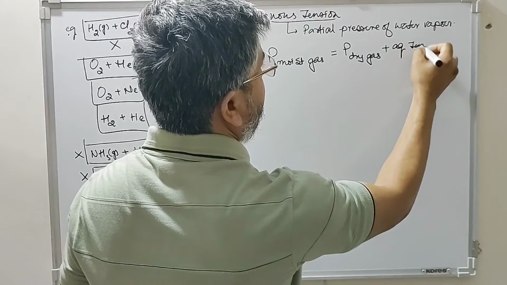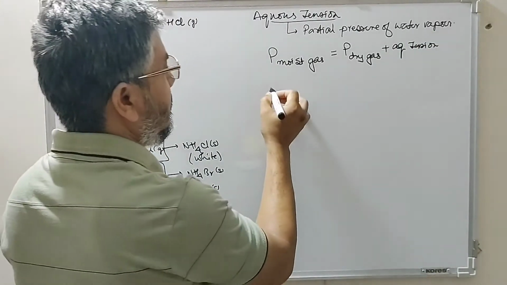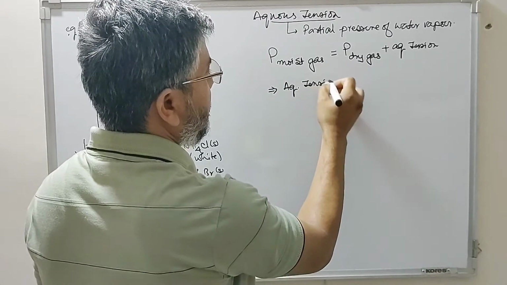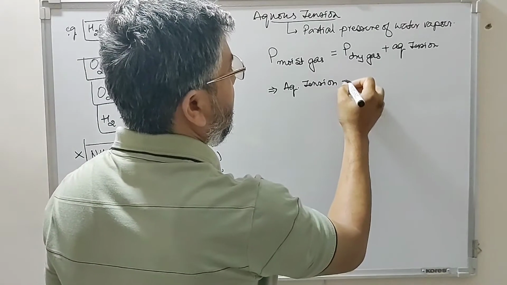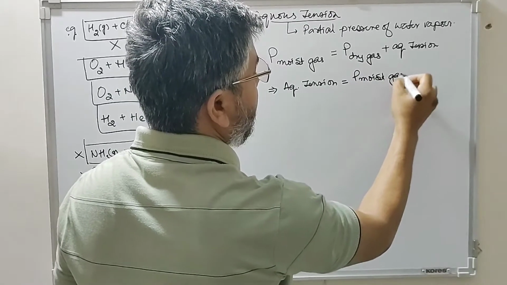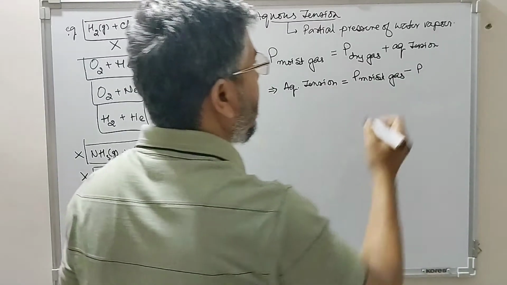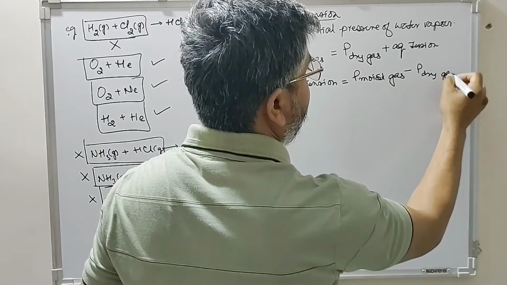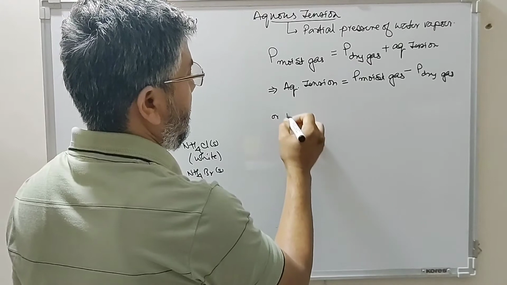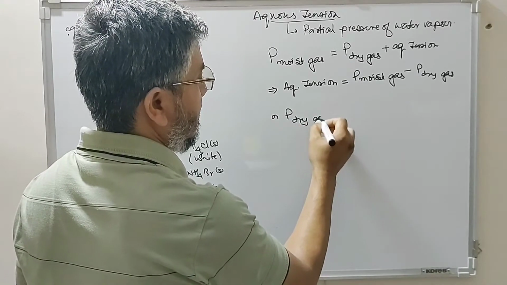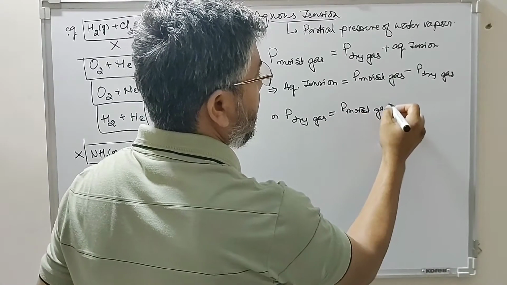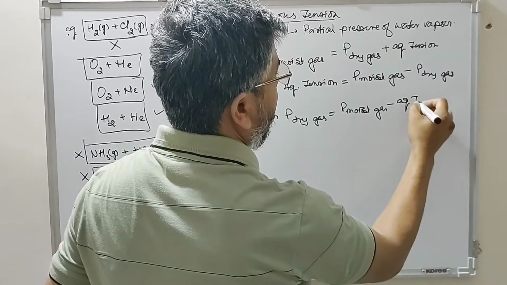So therefore, aqueous tension, that is the partial vapor pressure of water, is equal to P moist gas minus P dry gas, or the partial pressure of dry gas will be equal to P moist gas minus aqueous tension.